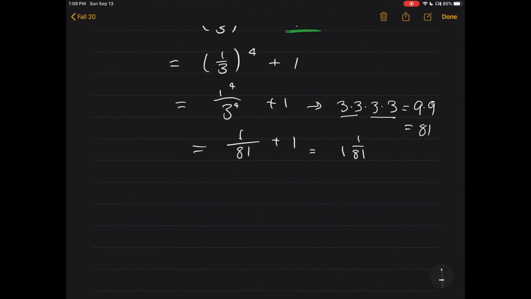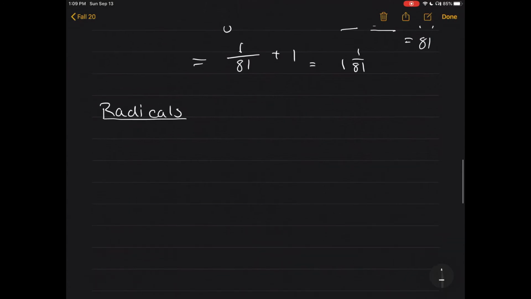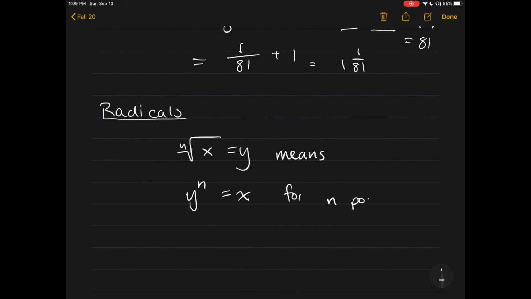Cool. All right, let's switch gears a bit and start talking about radicals. So let's say we have something like the nth root of x equals y. All this means is that if we have y to the nth power, that's equal to x, for n a positive integer, right?